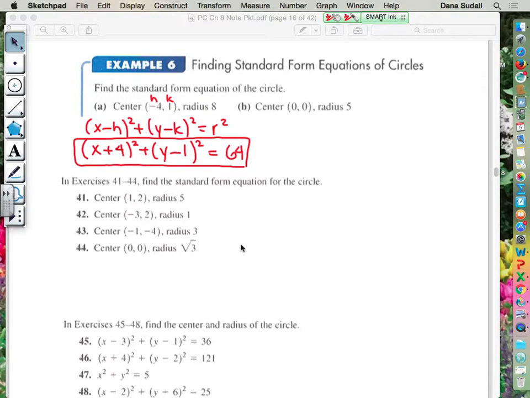For part B, now they give you a center that's 0, 0. Same idea though, the center, if you do x minus 0 squared, well, you probably wouldn't write it that way, you probably just make it x squared. And same thing for the y minus 0 squared would just be y squared equals that radius squared.